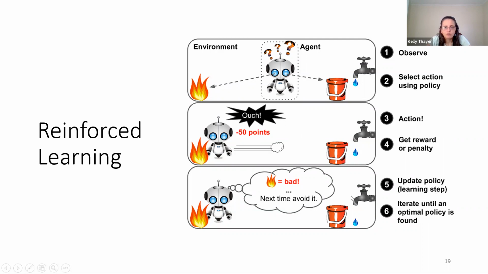Then it will iterate through various policies. It will make a different choice. Maybe next time it will choose to explore the faucet over here. And who knows, maybe eventually the robot will realize that the water can quench the fire and make things even better. This is the idea behind reinforcement learning: to try to do something better than what you did before through the penalty and reward system.